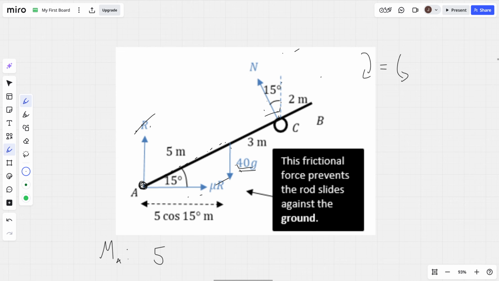It's 5 meters away. It's not currently perpendicular, but if I wanted to make it perpendicular, that 40G would be 40G cos 15, as we talked about in the previous video. If you're not sure about that, please watch the previous video. So that would be the clockwise moment, a distance and a force. So there should be 2 parts. That's what's making the ladder go down that way, clockwise.